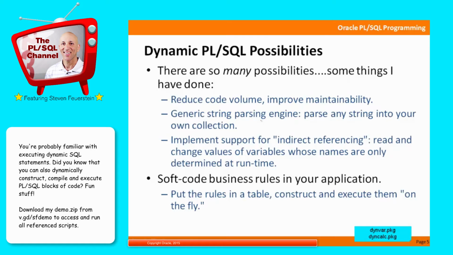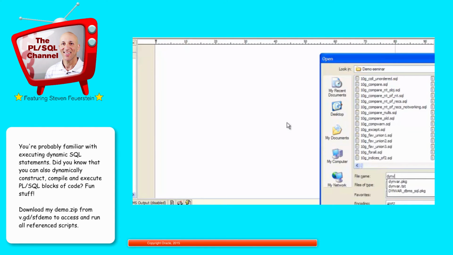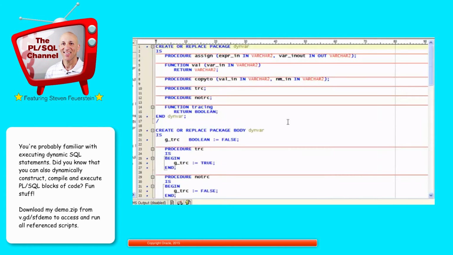Before I do that, I had mentioned the support for indirect referencing. If you ever have a situation like this, where you need to actually get the value of a variable or change the value of a variable, and the variable name is not set until runtime, check out the DYN5 package. So the dyn_var package says assign this expression to that variable passed as an in-out. Get the value of a named variable. Copy a value to a named variable.